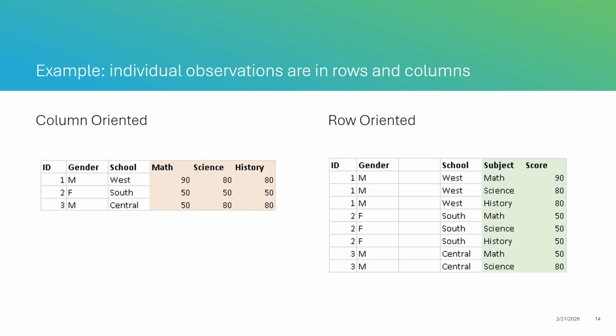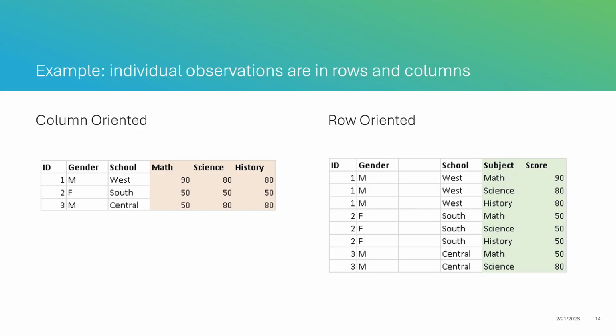And there are two types of tables. It could be column oriented, or it could be row oriented. And sometimes they are a short or long representation. If you see in column oriented, then every single column is going to be a variable. In this case, we have three individuals represented in the rows, but the data is in the columns. That's the column orientation, because ID, gender, school, math, science, history, those subjects, are in columns.